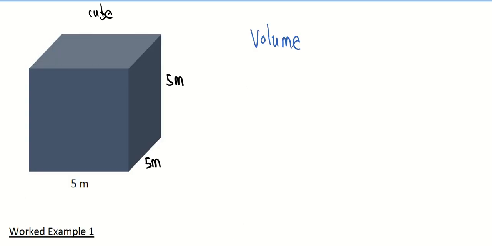Like what you told me, a cube is a 3-dimensional figure, 6 sides, or rather 6 faces. All the sides are equal. Since all the sides are equal, I wrote down 5 meter by 5 meter by 5 meter. Okay, now if I want to find the volume of a cube, can you all remember the volume of a cube? Length times breadth times height. Very good. Length times breadth times height.